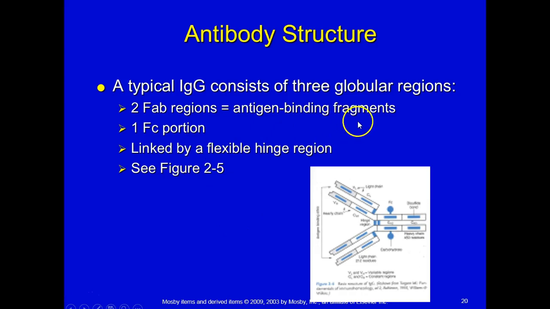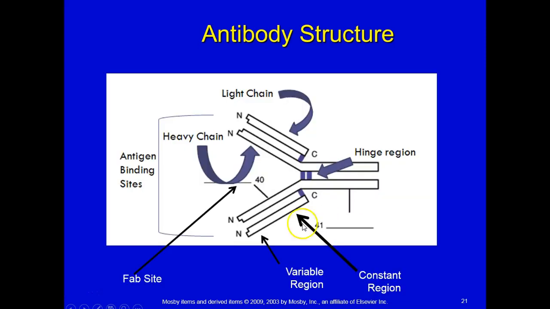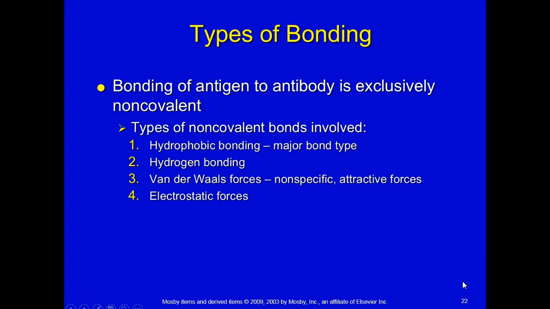A typical IgG consists of 3 globular regions. We've got the 2 Fab regions, the jazz hands that we talked about over and over again, and we've got the Fc region, which is the stalk. They're linked by a flexible hinge here in the middle, so these arms can move around and grab onto different antigens. Here's another picture. So here's that hinge that I was talking about. These are the basic labels of what you'll need to be responsible for.